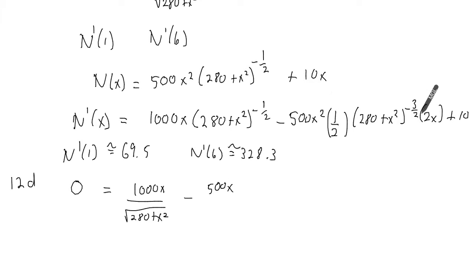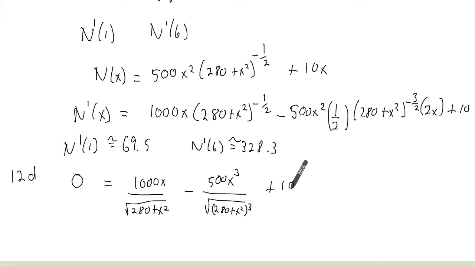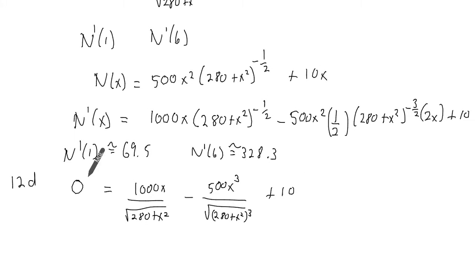Now I have x cubed over the square root of 280 plus x squared, and that's all cubed. It's cubed and then square rooted, plus 10. Now this number is actually kind of hard to calculate. When does this equal 0? It's going to be actually a very small negative number.